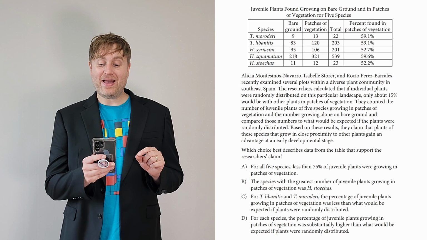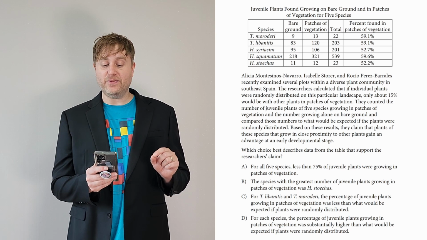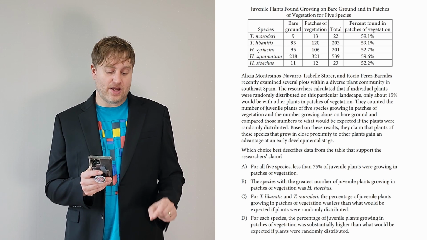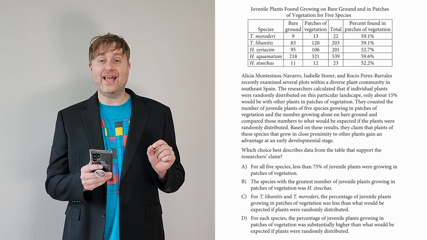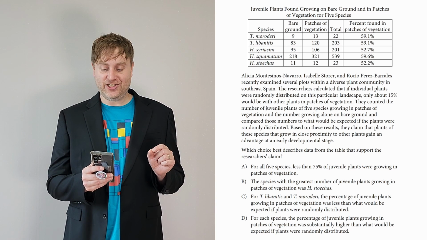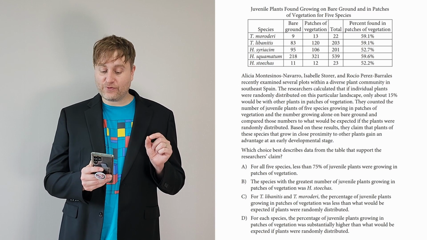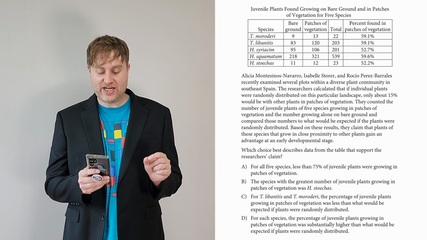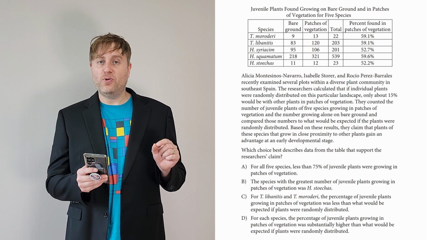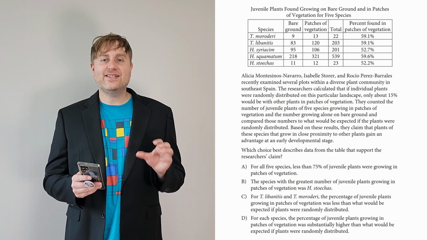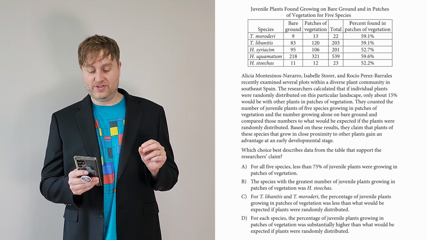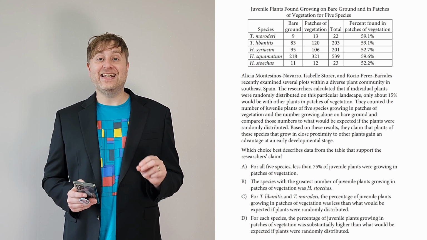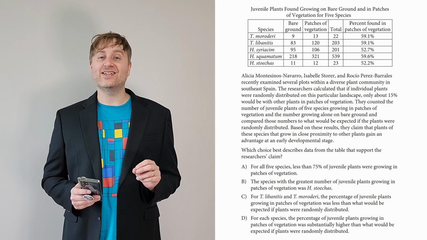However, if you look back at the text, it tells us that if the plants were randomly distributed, only about 15% would be in patches of vegetation. And the table tells us that for all 5 species, the percentage of plants growing in patches of vegetation was at least 52.2%, which is significantly higher than 15%. Therefore, answer D is in fact true according to the graphic.